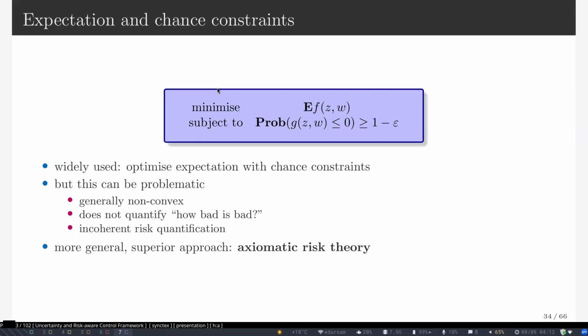And we might say, okay, I am interested in satisfying the constraints, something that people would say, with high probability. But this can be problematic. For any interesting problem, this becomes non-convex. And the worst bit is that it doesn't quantify how bad it is when it's bad. I'm going to give you an example briefly. And again, to foreshadow, it's an incoherent risk measure.